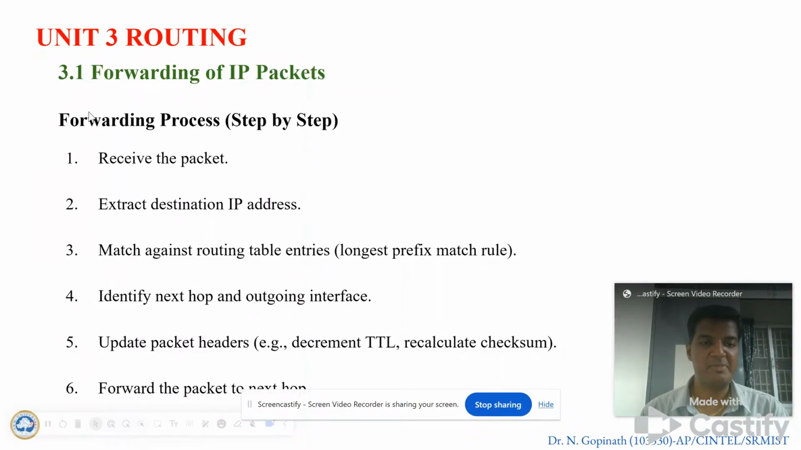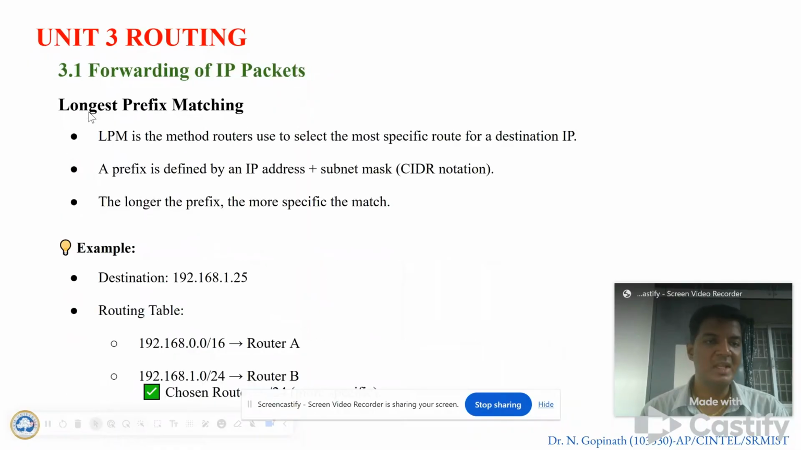First, it receives the packet. Step 2, extract the destination IP address. Step 3, match against routing table entries. Step 4, identify the next hop and outgoing interface. Step 5, update packet headers. And step 6 is finally to forward the packet to the next hop. So these were the step-by-step procedures which happen in the forwarding process.